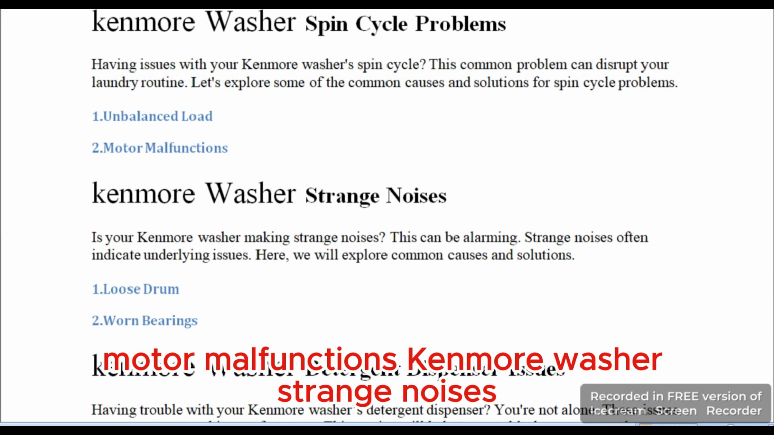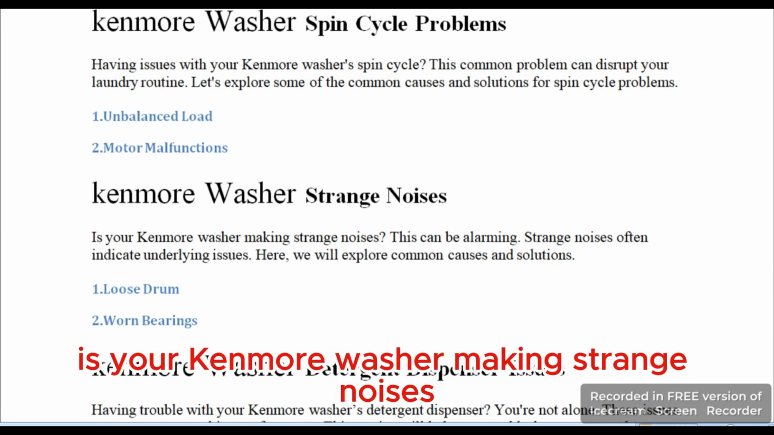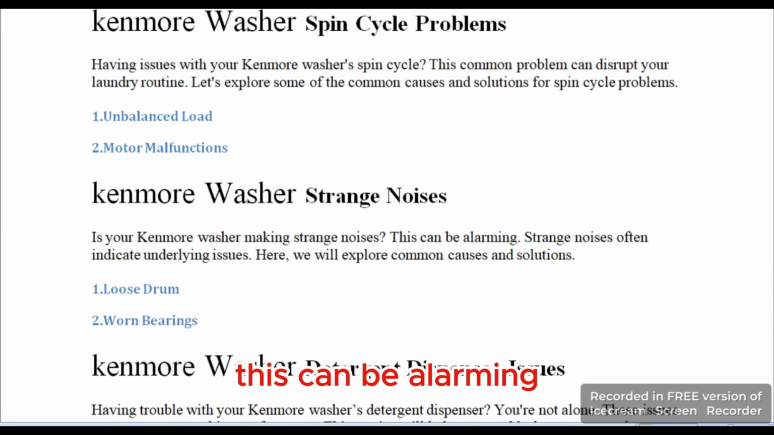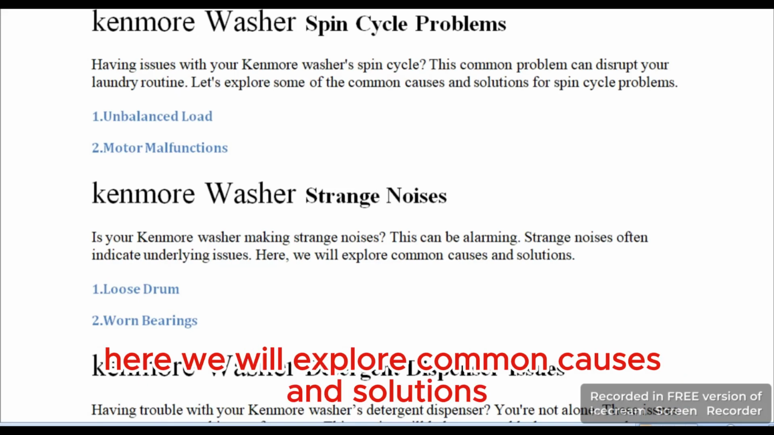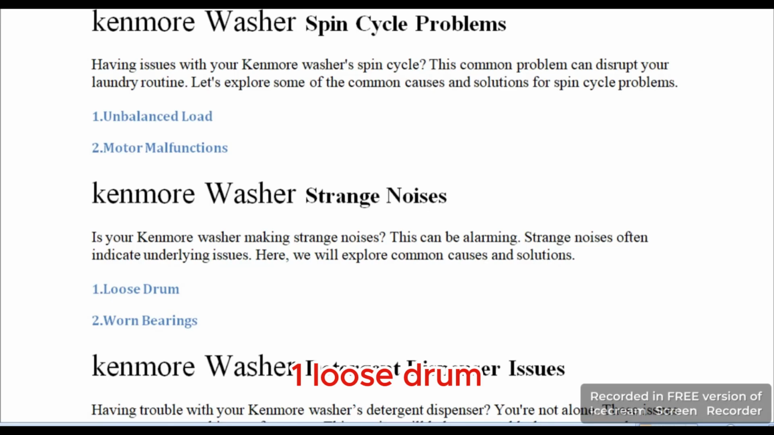Kenmore washer strange noises. Is your Kenmore washer making strange noises? This can be alarming. Strange noises often indicate underlying issues. Here, we will explore common causes and solutions. 1. Loose drum. 2. Worn bearings.